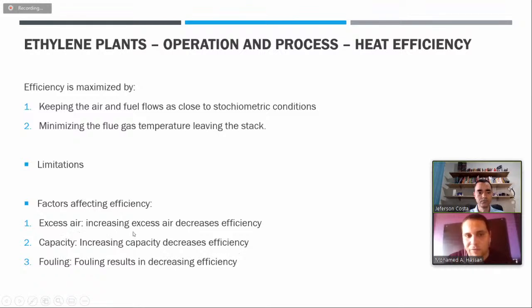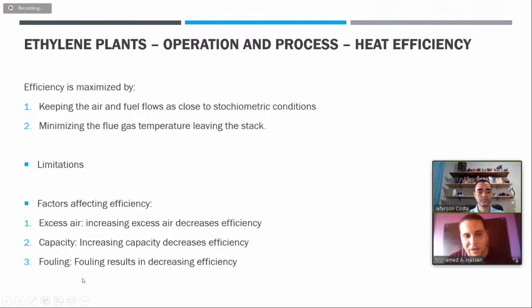Also the excess air: if we increase the air, we decrease the efficiency. I will explain the capacity again. As more feed is processed, the firing rate is increased, resulting in an increase in the flue gases. So the efficiency would decrease.